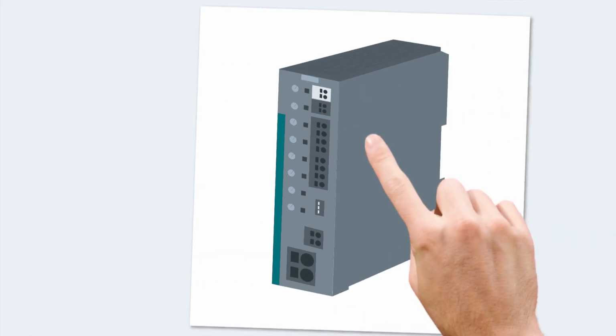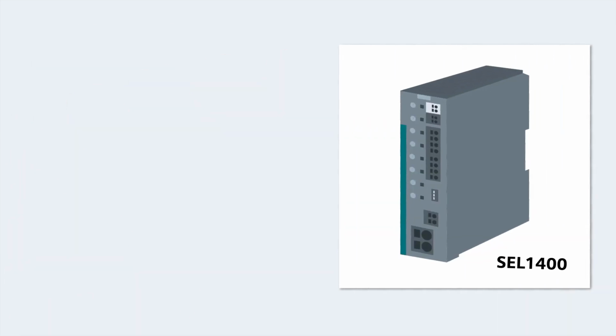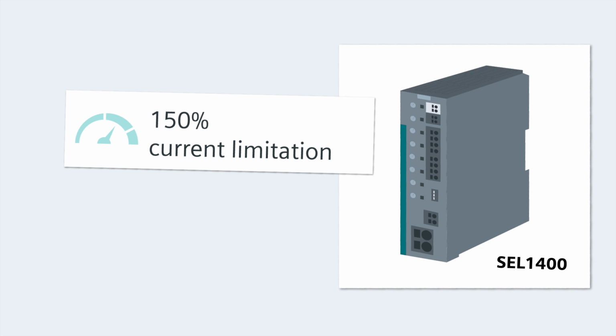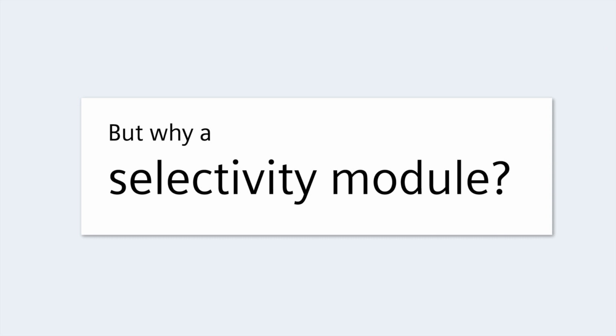Whereas the SEL1200 offers the traditional switching function of a miniature circuit breaker, the SEL1400 also has 150% current limitation, as well as active voltage monitoring. But why is a selectivity module necessary?